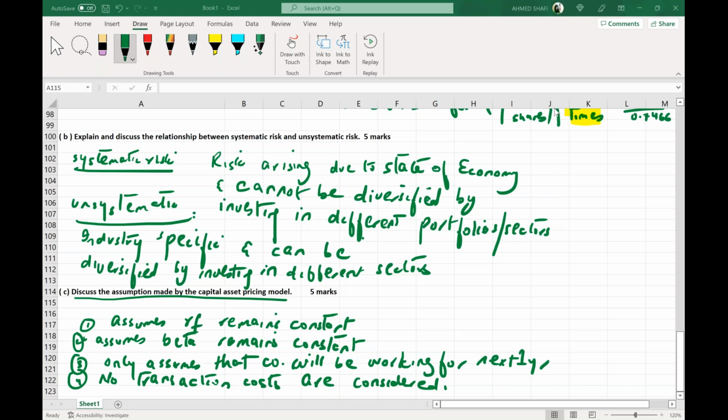For that, you have to read the examiner answers or go through the text, because we have written the key points here. For elaboration, you can see the examiner's answers or the text.